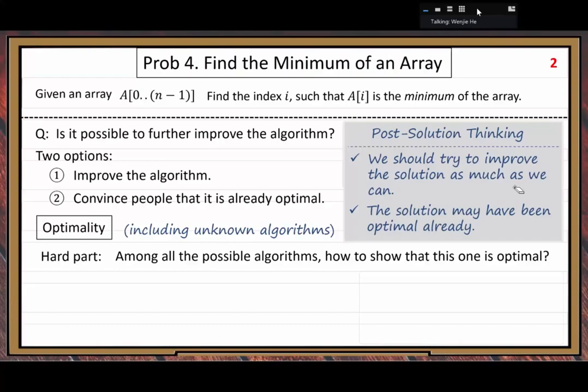So that's the question: how to study unknown algorithms. Is it possible to study unknown algorithms? Based on your intuition, is it possible? Yes, possible. Good. So many of you feel it's possible to study unknown algorithms.